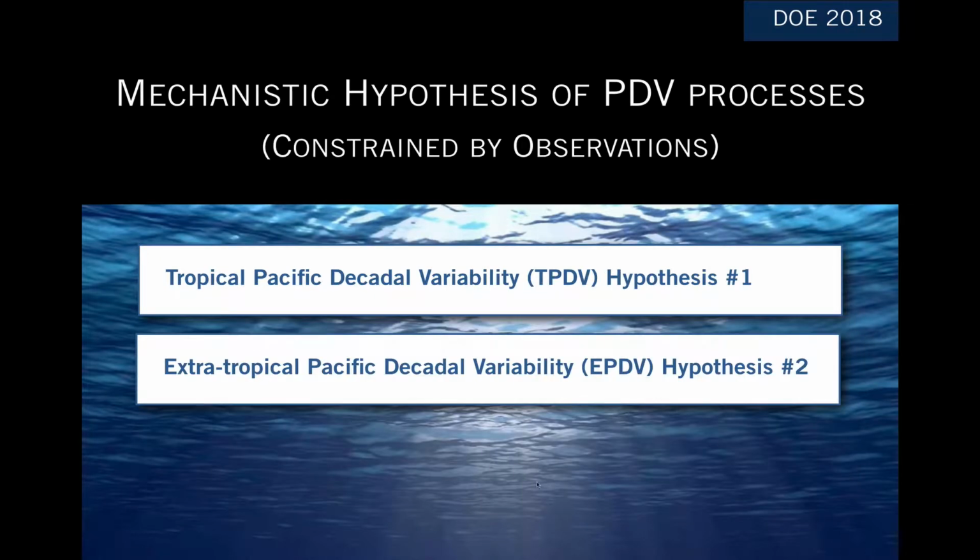Now, with that in mind, we have developed 2 mechanistic hypotheses of the processes that contribute to Pacific decadal variability that are constrained through observations. The 2 sets of hypotheses, one is related to tropical Pacific decadal variability, or TPDV, and the next one is extratropical Pacific decadal variability, or EPDV. And I'd like to spend a little bit of time to talk about these hypotheses.